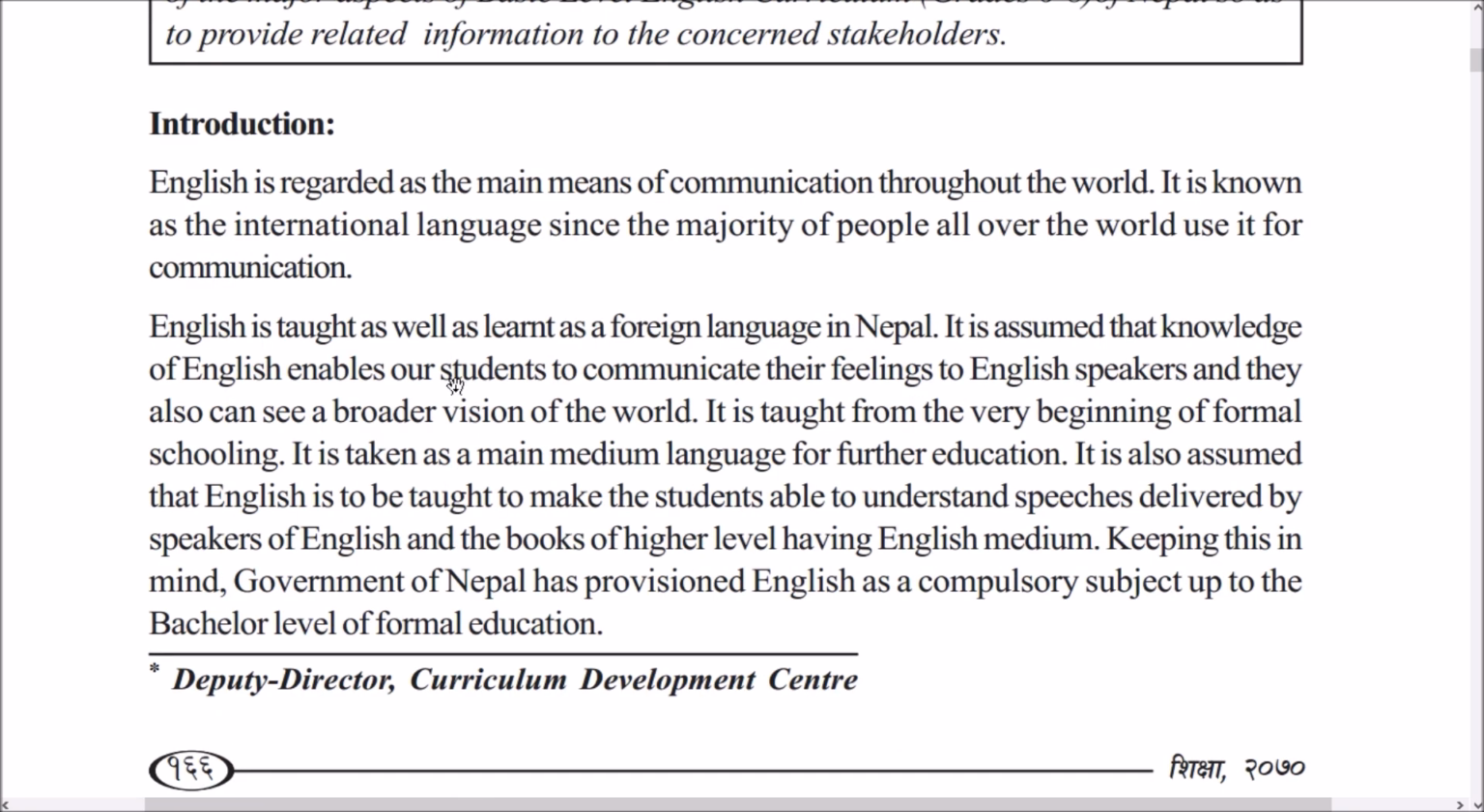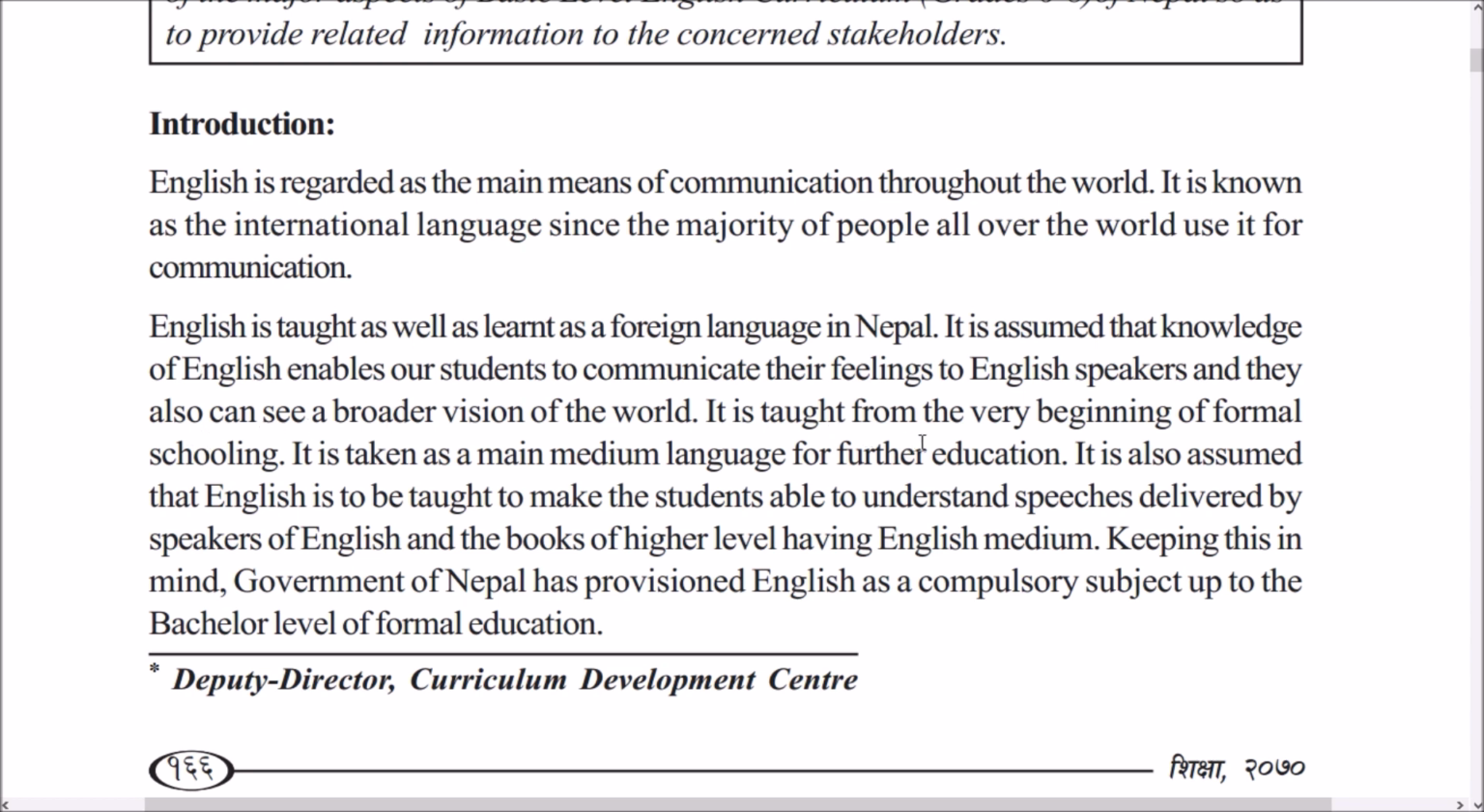So, introduction. English is regarded as the main means of communication throughout the world. It is known as the international language since the majority of people all over the world use it for communication. English is taught as well as learned as a foreign language in Nepal. It is assumed that knowledge of English enables our students to communicate their feelings to English speakers, and they can also see a broader vision of the world.